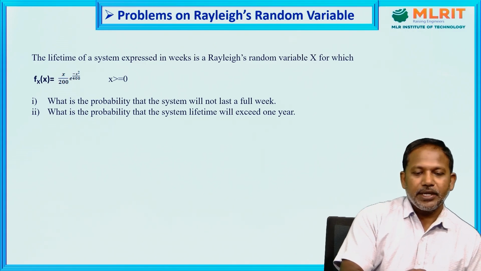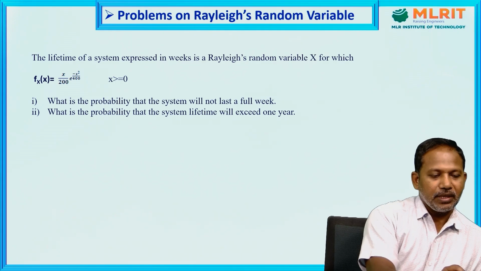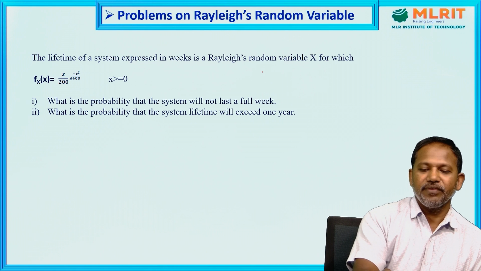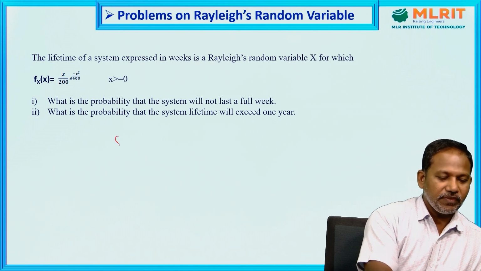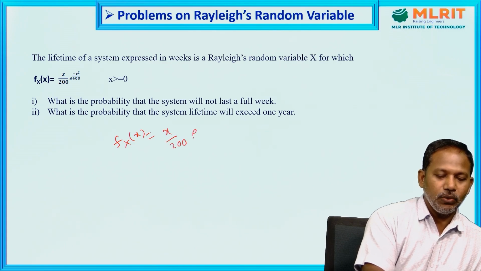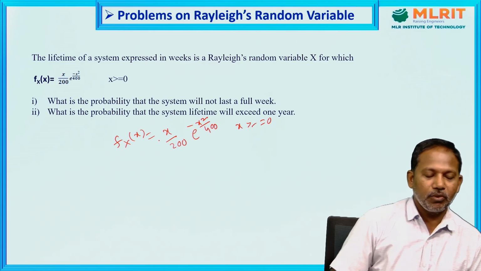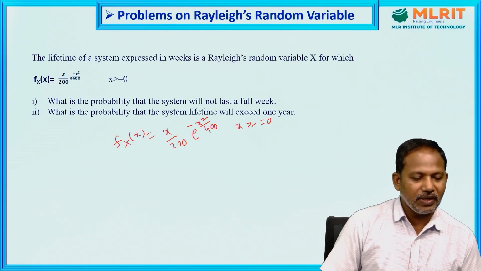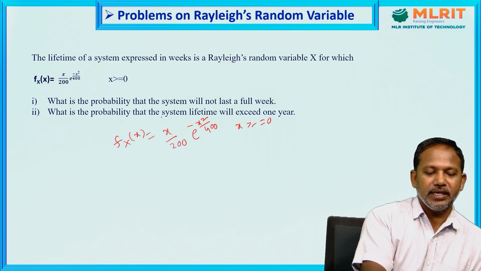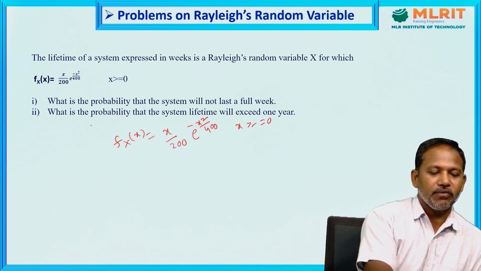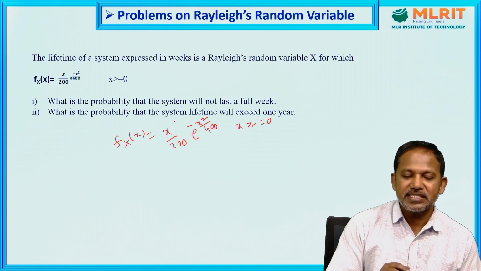This problem is also related to the Rayleigh random variable only. See here, the lifetime of the system, expressed in weeks, is a Rayleigh random variable x for which the density function fx of x is given as x by 200 into e power minus x square by 400 for x greater than or equal to 0. The probability density function is given. Now what he is asking: what is the probability that the system will not last a full week? That is the first one. The second one is: what is the probability that the system lifetime will exceed 1 year?